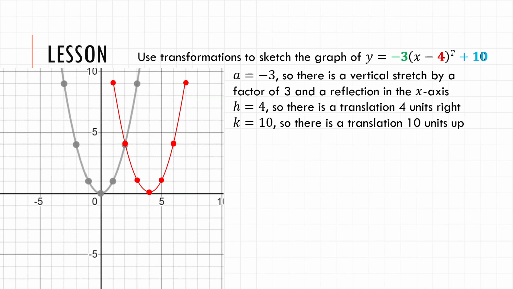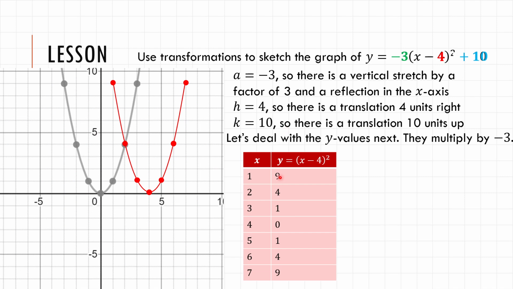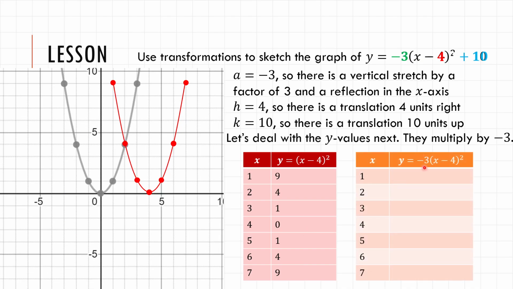Next, I'm going to take a look at the y values. So I've already applied h, excuse me. Now I need to apply a and k. And of course, the first one I'm going to apply is a. So I'm going to take all of my y values, and this is the quadratic y equals (x minus 4) squared, right? The only transformation applied was this. So I'm going to take these y values and I'm going to multiply them all by -3. So what happens when I do that?